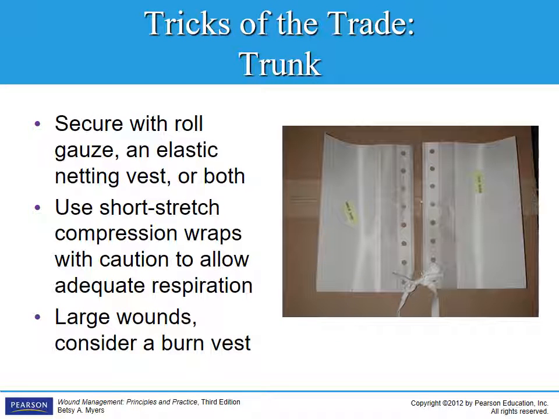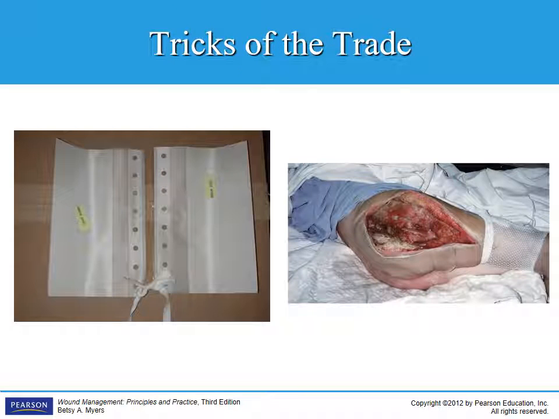Here's the Montgomery strap that I talked about. So you use this for large wounds, and basically these two sides, and I'll try to remember to bring in a Montgomery strap for you guys to see, but the two sides are adhesive, a large adhesive, and then you have a rope that you tie up the center.